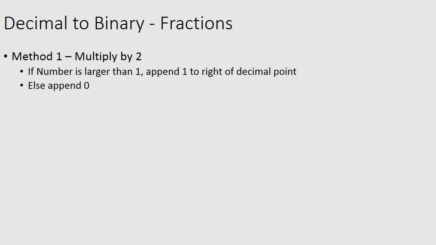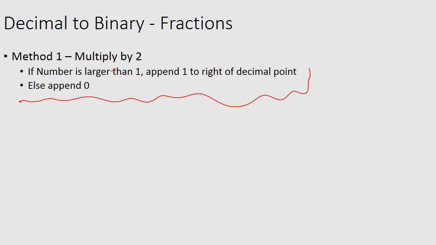Okay, so now we are going to focus on fractional decimal to binary. And again, we have two methods. The first method is multiplying by 2. So remember how our first method of integer decimal to binary was divide by 2? Well, for fractions, we multiply by 2. And what we do is, if the number is larger than 1 this time, we append 1 to the right of the decimal point. And in this case, it is to the right of the decimal point, not to the left. Otherwise, we append a 0 to the right of the previous number or decimal point.